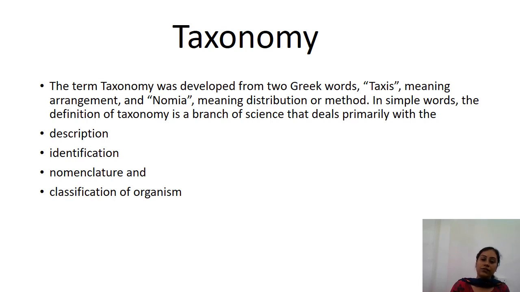So taxonomy deals with all these things. They describe the organisms of our world, then identify them, then give them a particular name in the form of scientific name, and finally taxonomy classifies those organisms depending on their genetic structure. So my students, this is all about the definition of taxonomy.